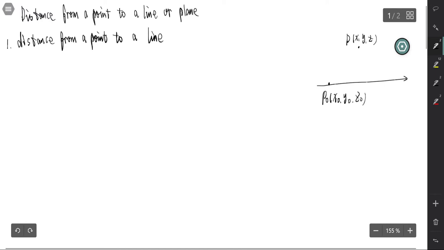We know the distance of this point to the line should be the line segment from P to the line. The line segment should be perpendicular to this line. But we don't know where that point is. But we know the line passes through P naught. So we draw a vector from P naught to P.